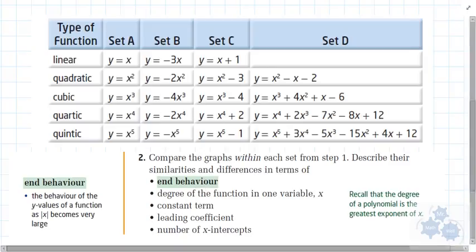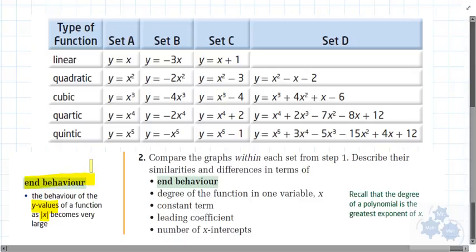If you've never heard of the term end behavior before, look over here. The definition for end behavior is the behavior of what the graph tends to do in reference to the y values of the graph of the function as the absolute value of x becomes really large, in the positive direction and really large in the negative. So, the end behavior.